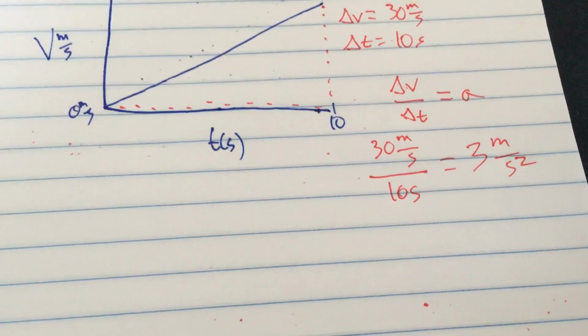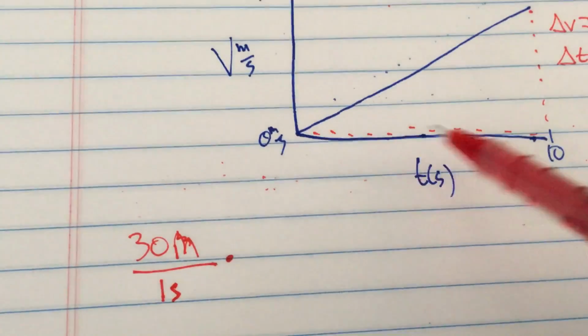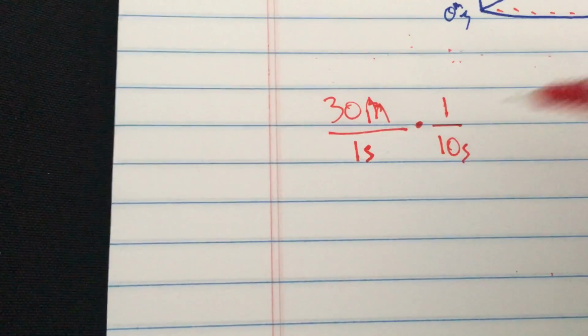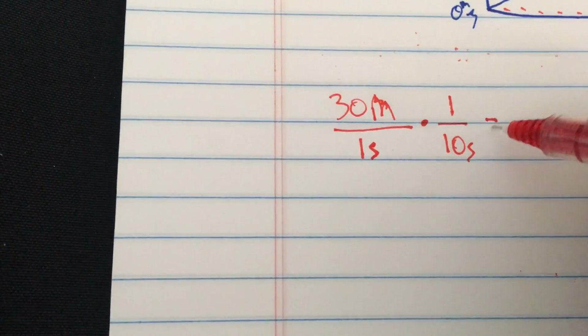Now I know I did that fast, so let's do it in a different way that's a little bit better. Let's take the rise, which is 30 meters divided by 1 second. I like to write it out like this. You'll see why. Divided by the run. Rise divided by the run. But instead of dividing by 10 seconds, I'm going to multiply it by 1 over 10 seconds. That is what we call multiplying by the reciprocal. And I do that because it helps me out with these units down here.